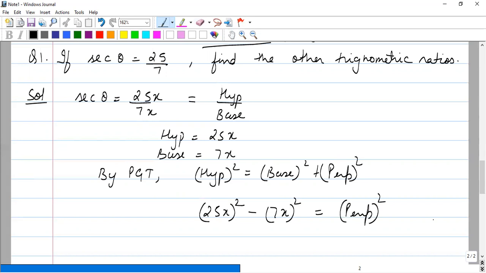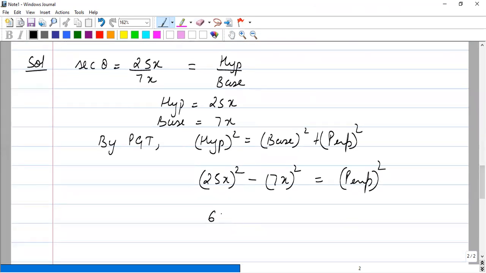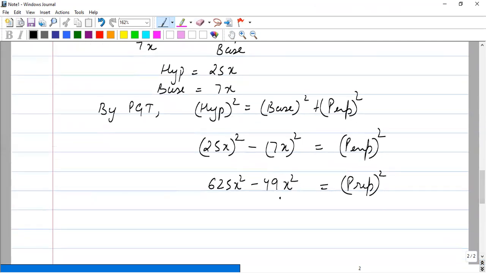25 square is 625 x square, 7 square is 49 x square, equals perpendicular square. Then we will subtract these two. 625 minus 49 comes out to be 576. 576 x square is equal to perpendicular square. Taking square root on both sides, perpendicular comes out to be under root 576 x square.